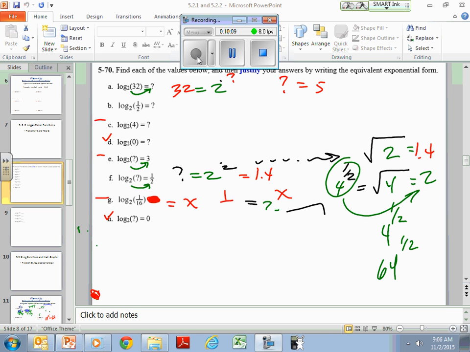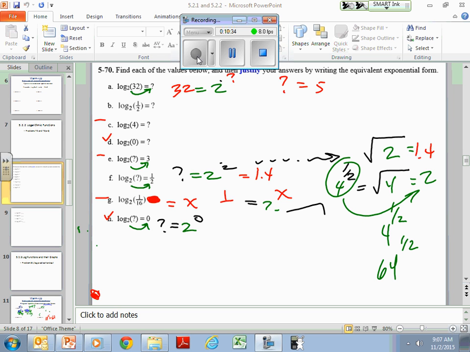D and E. Let's do H first, because it's the easy kind. If you just came in, you need to write these 4 problems on the board. It's going to be to the 0 power. What does he mean? Get rid of the log by swinging it over to that side. That means that 2 raised to the 0 power equals what?